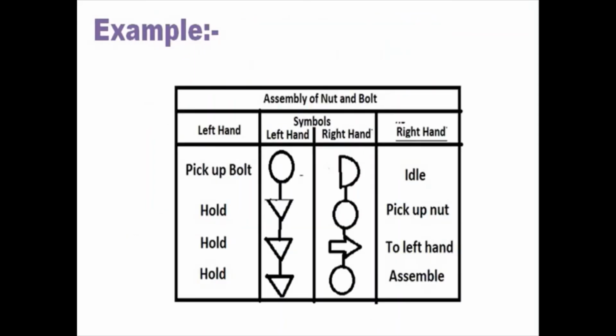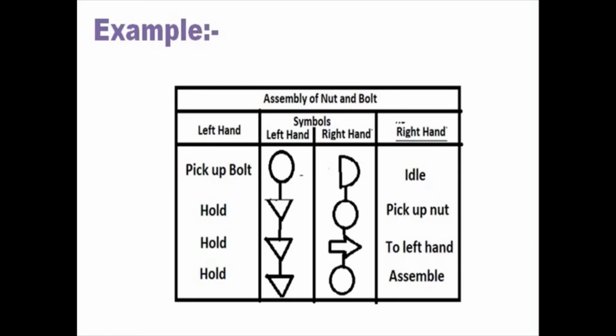So this is an example of a two-handed process chart, whereby the left hand and right hand are represented separately in different columns. This is an operation of assembly of a nut and bolt, and the symbols represent the different activities. Now these two hands are represented in a single chart. The first activity is to pick up a bolt. That bolt is picked up by the left hand. It is an operation, so it is represented by a circle.